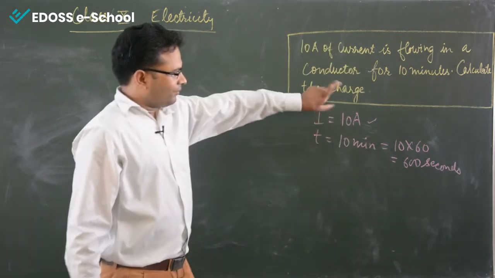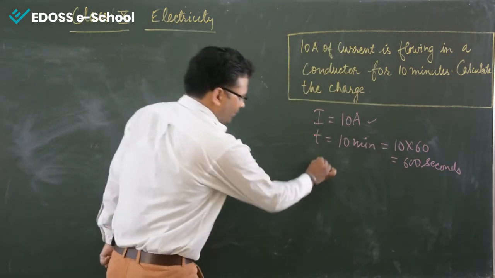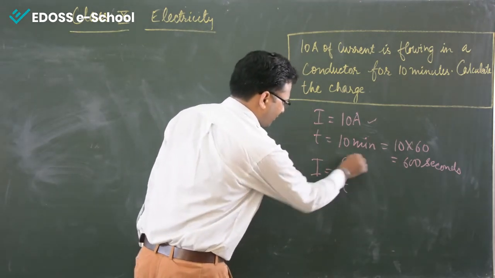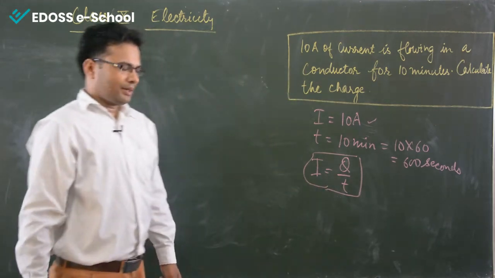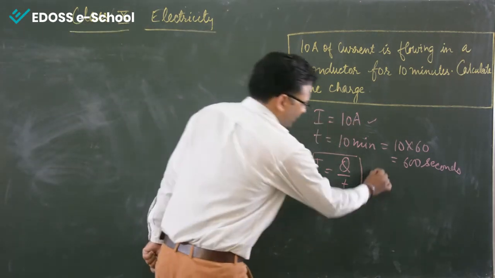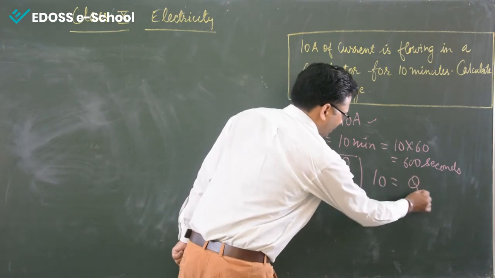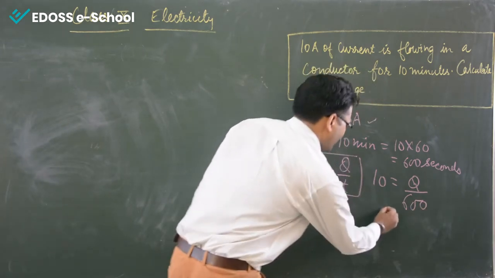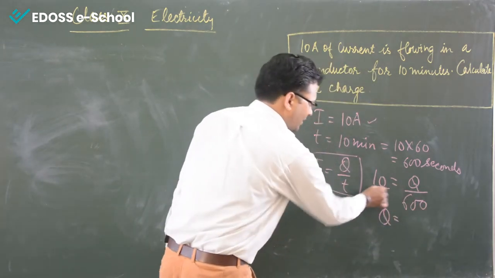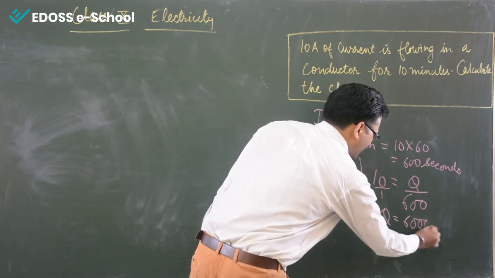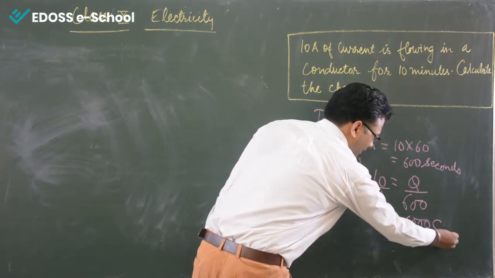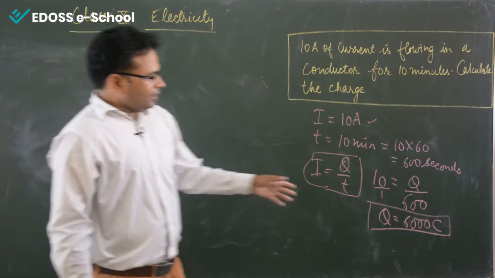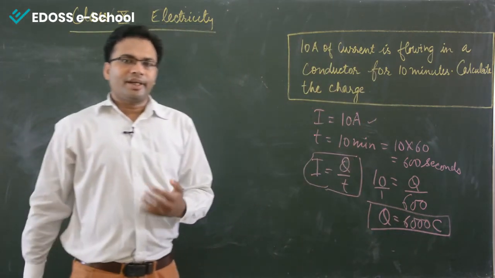Fine. Now calculate the charge contained. We have a relation between current and the charge. So we have I is equal to Q by t. Instead of I, we will write 10, Q we need to find, divided by the time taken, so it is 600. Now Q becomes, after cross multiplying, 6000, and what is the SI unit? It is coulombs. So this way we can get the charge contained. So this is the relation between I and Q.